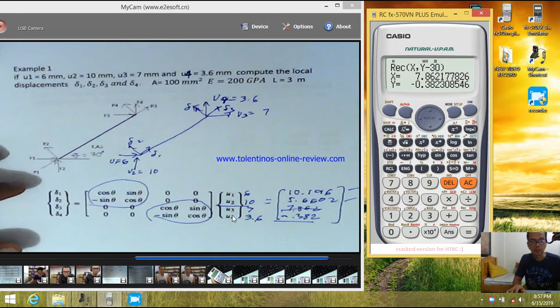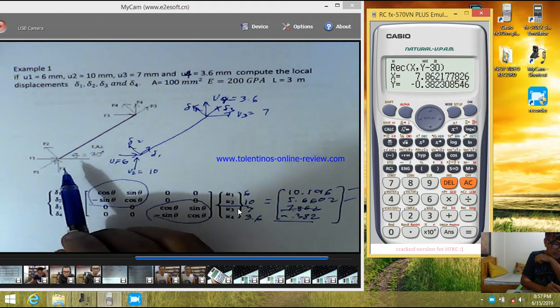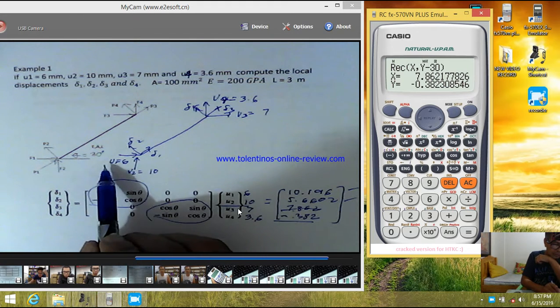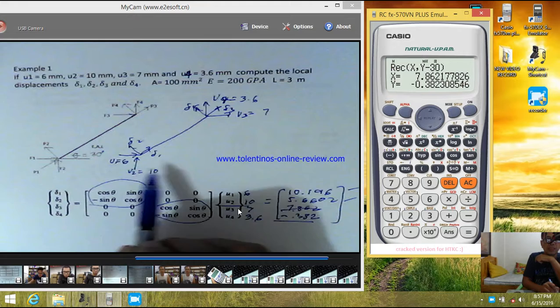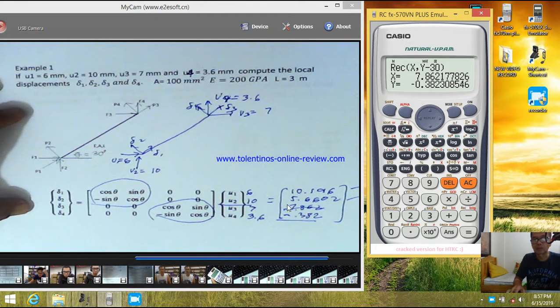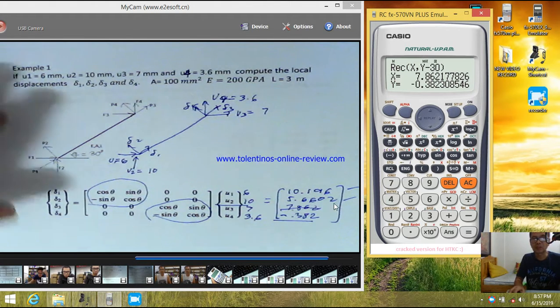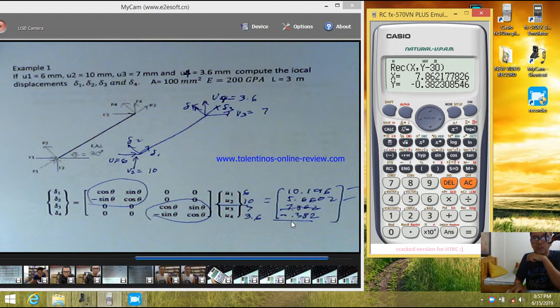So, this is how, when given the global displacements, we find the local displacements. Okay? So these are the values for delta 1, 2, 3, 4: 10.196, 5.6602, 7.862, and negative 0.382 mm.